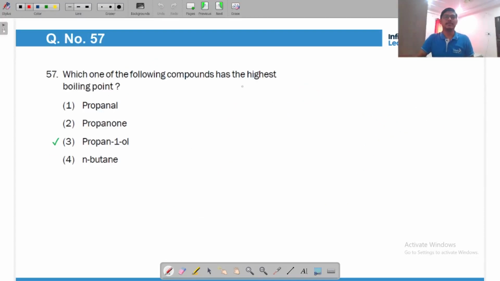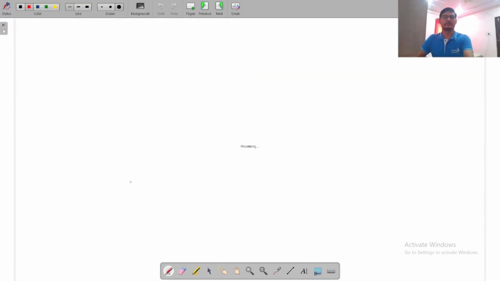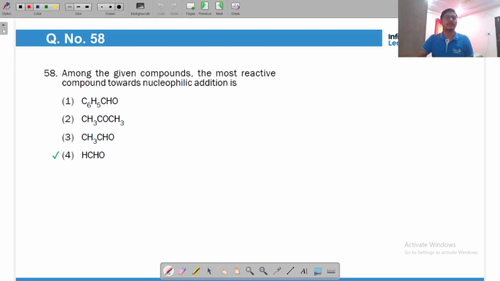Which one of the following compounds has the highest boiling point? Of course, propanol because of the hydrogen bonding, which is absent in all other three compounds. Among the given compounds, the most reactive compound toward nucleophilic addition is formaldehyde. Remember, aldehydes are more reactive than ketones towards nucleophilic addition reaction because ketones have two electron donating bulky alkyl groups, but aldehydes have only one.